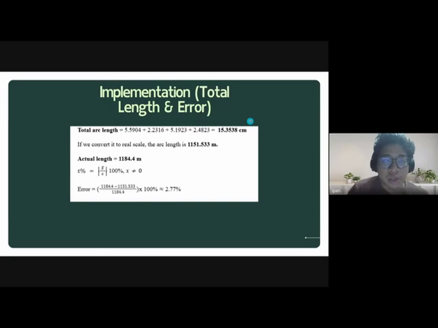If we compare to the real scale, we need to multiply the total arc length by 75, so the arc length in real life will be 1151.533 meters. The actual length we got from the internet is 1184.4 meters. So we need to calculate the error from the actual length, and we got around 2.77%.